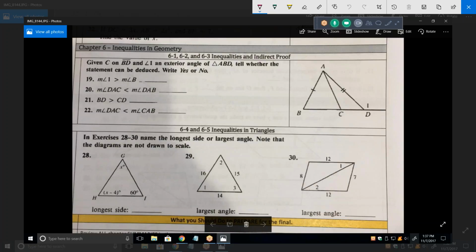Okay. All right, let's see. Angle 1. All right. So that's nothing special that we're looking at. Angle 1 is greater than angle B. True or false?